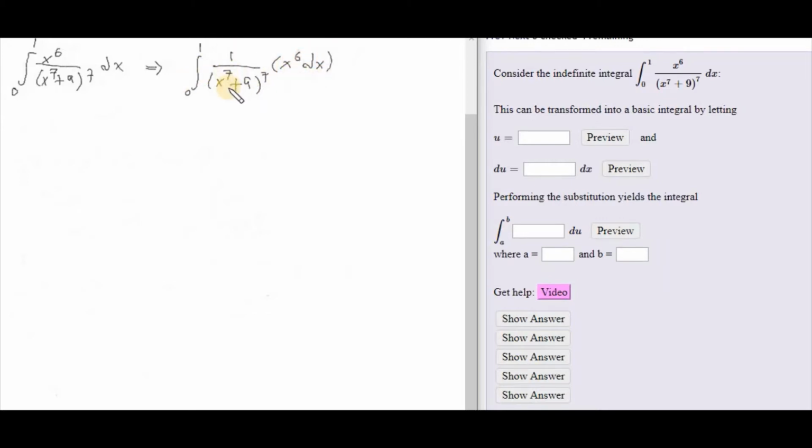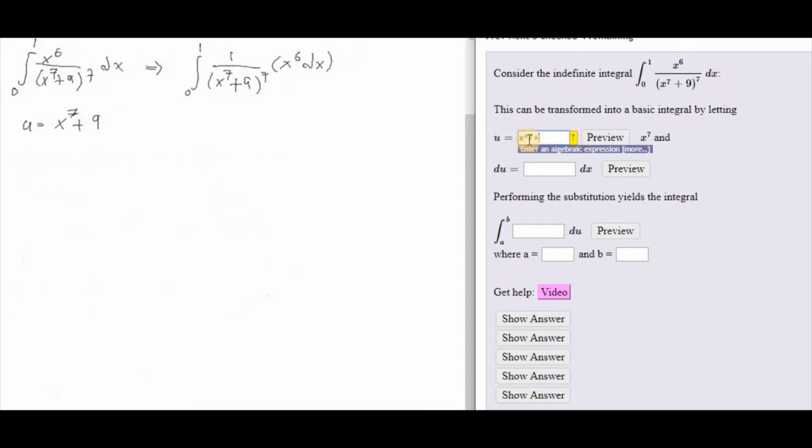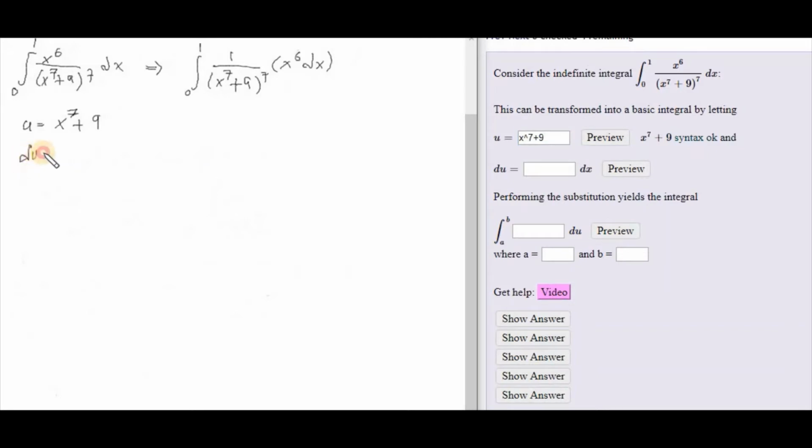I see I have a denominator, and that denominator is an expression raised to the 7th power. So I will choose u to be what's inside of these parentheses, which is x to the 7th power plus 9. So that is the option for u. I'm going to type it here, x to the 7th plus 9. The question is asking to find the derivative of u, which is du. So du in this case is equal to 7x to the 6th power dx.